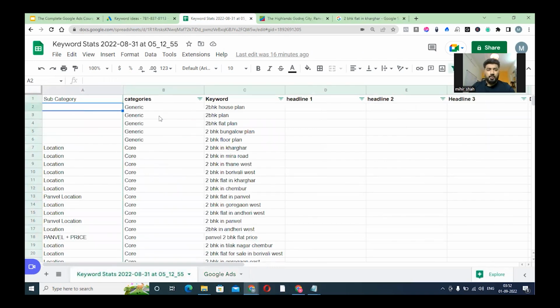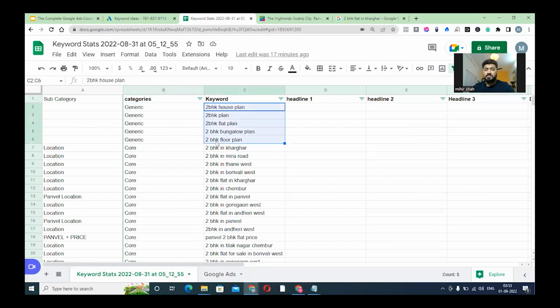The first is our generic category, which talks about a 2 BHK house plan. So the idea is to always start with 3 ads per certain ad group. Now, what is an ad group? Like I discussed, an ad group is a container of similar ads and a container of similar ad keywords. So here, if you can see, we have categorized this. So this generic becomes one of our ad groups. So you can name this ad group as generic itself.